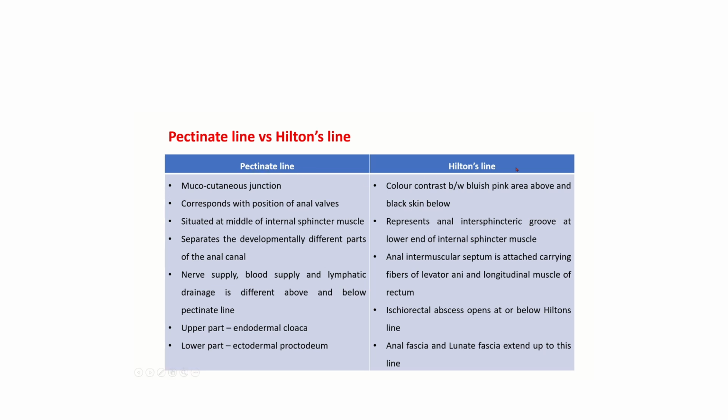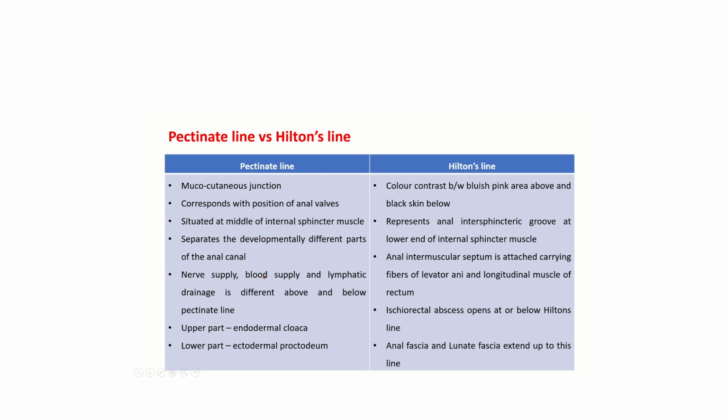So, pectinate line versus Hilton's line. The pectinate line represents the mucocutaneous junction, whereas Hilton's line represents the color contrast between the bluish pink area above and the black skin below. It corresponds with the position of the anal valves. It is situated at the lower end of the internal sphincter muscle and represents the anal intersphincteric groove. So the lower end of the internal sphincter muscle is Hilton's line, whereas the middle of the internal sphincter muscle is the pectinate line, which separates the developmentally different parts of the anal canal.